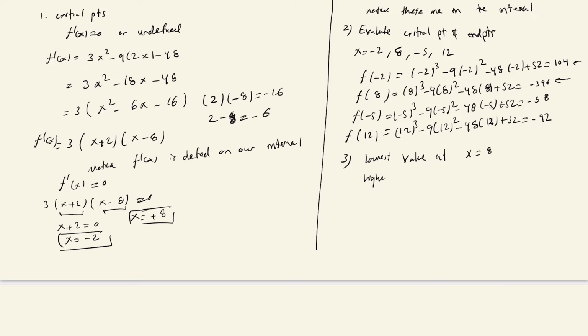And the highest value is going to be at x equal to minus 2, and it's going to be 104. Therefore, at x equal to 8, we have a global minimum, and then at x equal to minus 2, we have a global maximum.